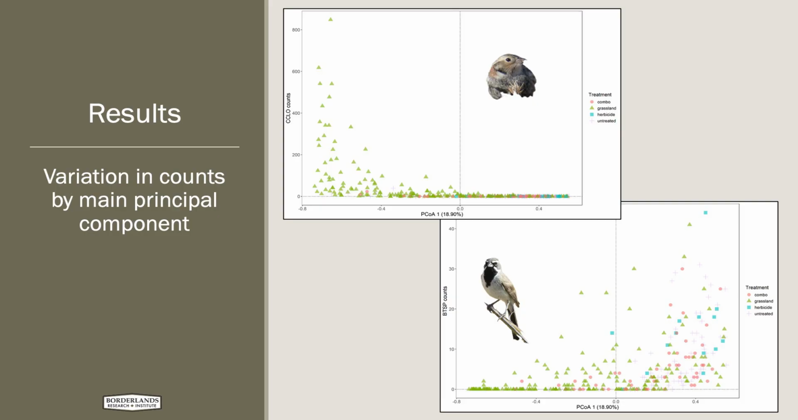So this is a chestnut-collared longspur. They're grassland obligate, and we saw a lot higher counts of those when we had less brush. On our black-throated sparrow, we saw high counts throughout kind of all of this. You can see those other colors here as well. We're moving towards more brush, and we see a variety of black-throated sparrow counts across those different brush densities.